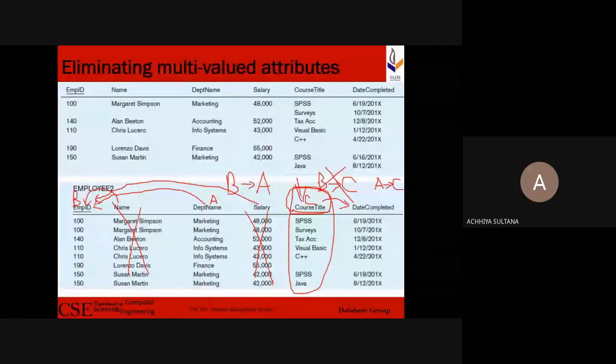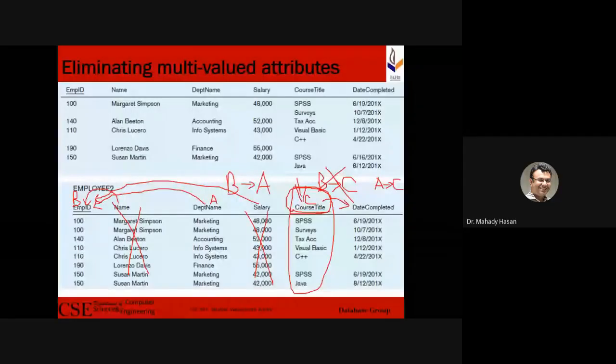জি স্যার বুঝতে পেরেছি, বাট স্যার একটা বিষয় একটু বলবেন? জি, sure. স্যার এখানে যে কোর্স টাইটেল যেটা রিপিটেশন আছে, এটা কি কম্পোজিট প্রাইমারি কি তে কোনো ইফেক্ট করবে, যদি রিপিটেশন থাকে? Very good question.